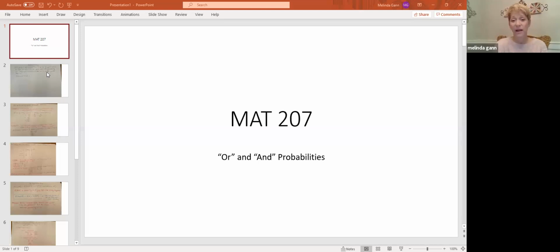Just like in English, you can have compound sentences with ands and ors. So you can have the same thing with probabilities. You can have compound probabilities. So we're going to talk about ands and ors. So I'm going to pull up this PowerPoint, hopefully, and we'll see how it goes. Okay, so or and probabilities, so compound probabilities.